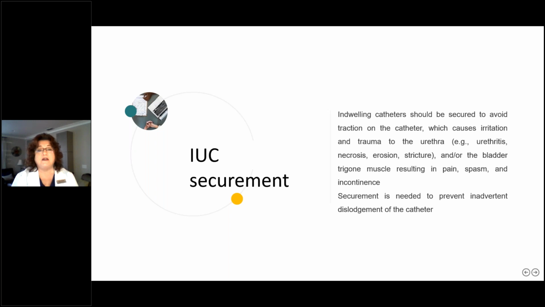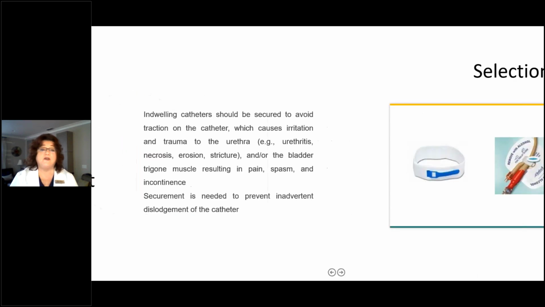That irritation is horrible when you see somebody with a Foley catheter in, and the catheter is just swinging in the wind, and they get up, they move and everything. It can really irritate the meatus. So it's important to have the securement devices in place. There are several different kinds.